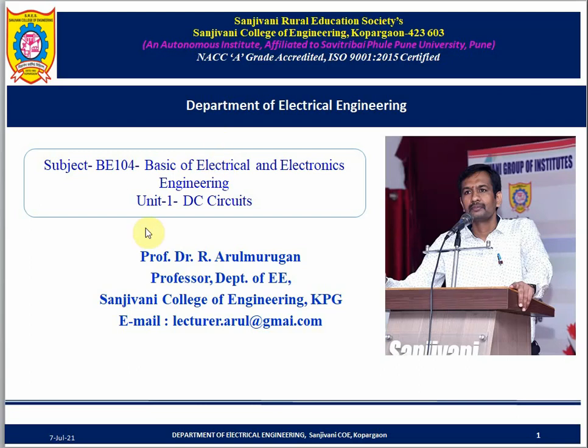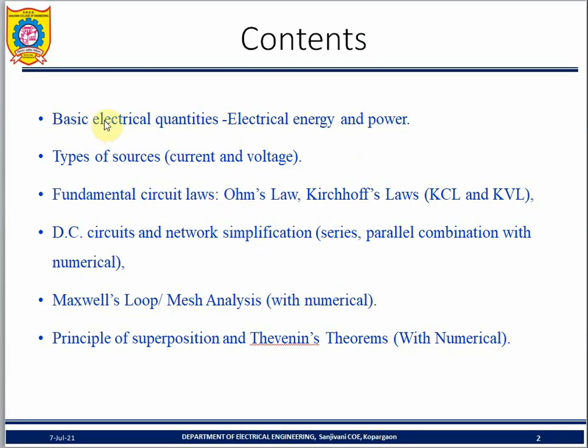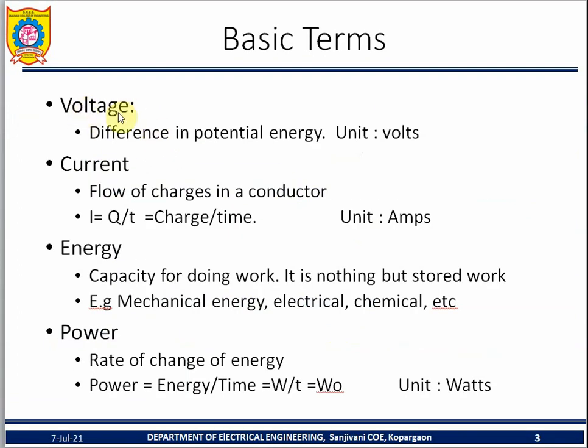So we go with unit number one, DC circuits. The content included, we will go one by one. First, basic electrical quantities. What is included in basic electrical quantities? It includes voltage, current, energy and power. These four are measures of terms that are included.